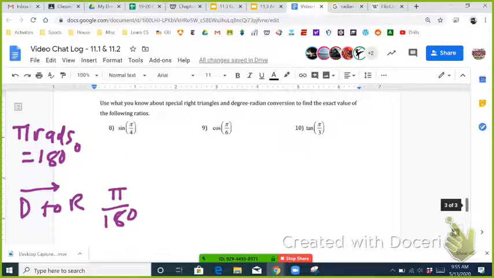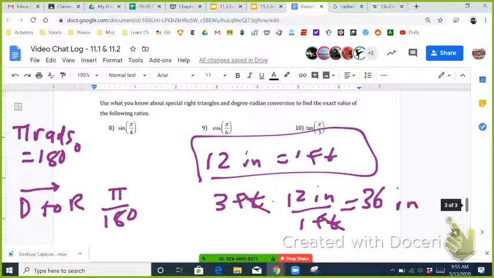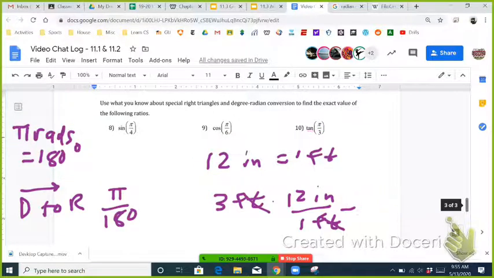Just like, since 12 inches is equal to 1 foot, and I wanted to convert 3 feet to inches, I would multiply it by 12 inches over 1 foot, because those are equal, so it's like multiplying by 1, and now we get 36 inches. It's the same idea. Since these are equal to each other, we can multiply by pi over 180 to go from degrees to radians.